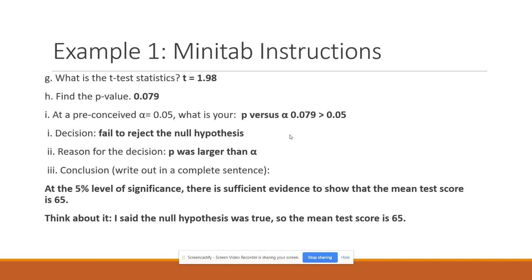Remember, my null was that the mean equals 65. So I can conclude at the 5% level of significance, there is sufficient evidence to say that the mean test score is 65. Again, because my null hypothesis was true, the mean test score is 65. So the students were right and the instructor was right.